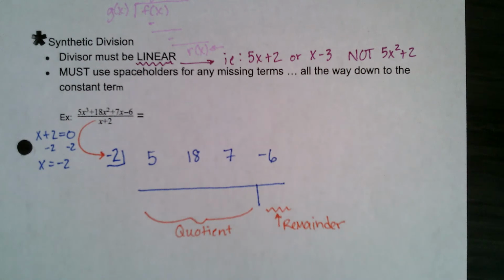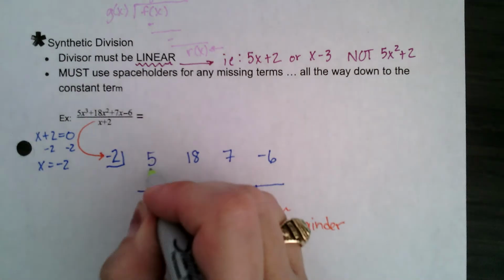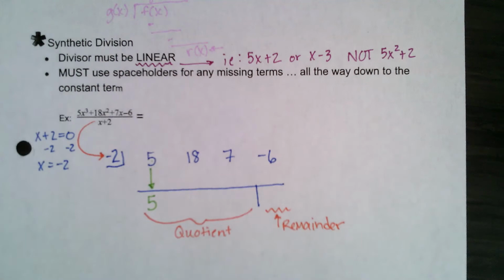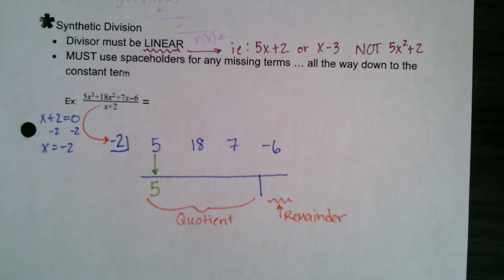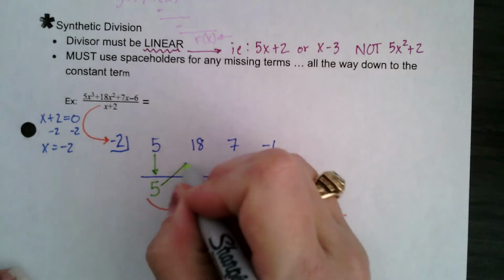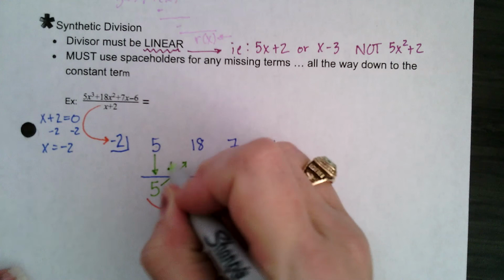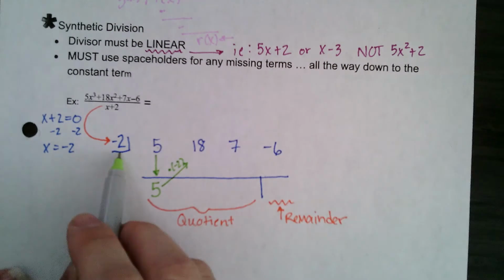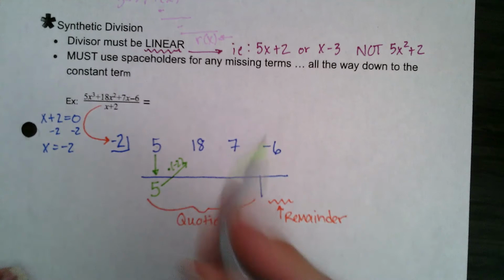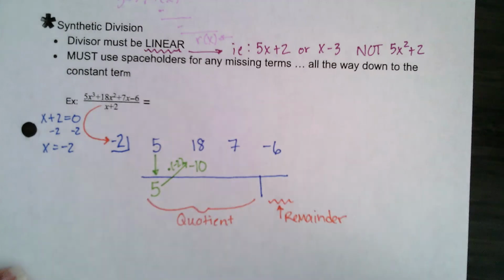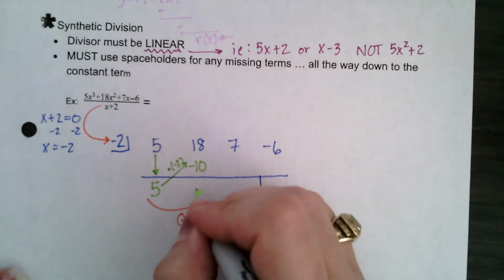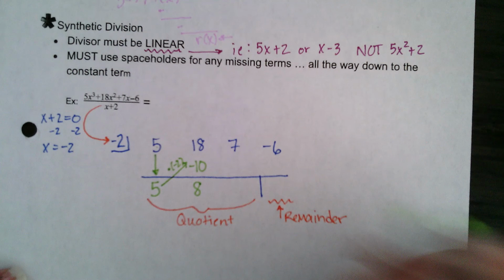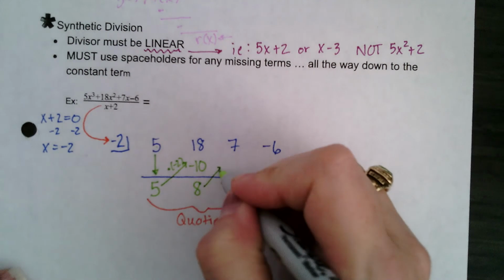Now to work through synthetic division, you're going to drop this first term straight down to here. So that's going to be a 5. Always your first number just drops straight down. And then you're going to take that 5 and multiply it by the -2 that's in the box up there. So I'm going to do 5 times -2. That's going to give me -10. And then I'm just going to add straight down. 18 plus -10 would give me 8. And then I'm going to multiply again times -2.